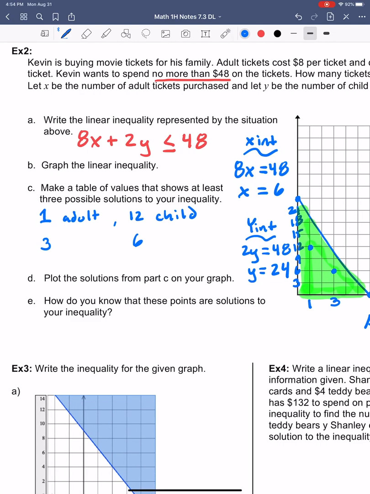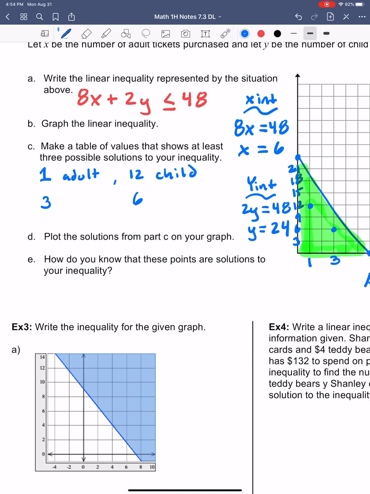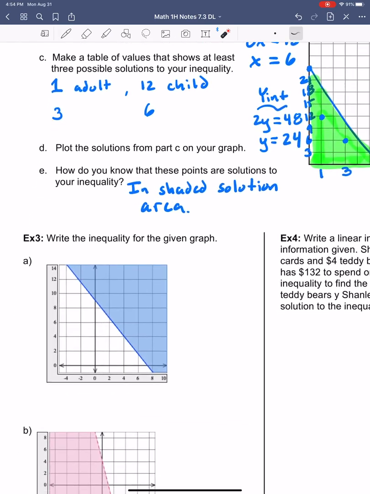Okay, it says plot those points. We just did that, right? I already did that. It says, how do you know that these points are solutions to your inequality? And we can say because it's in the shaded solution area. And of course, you could go back and test these. You could plug these in for X and for Y and make sure that you ended up with true statements there, but that would prove that they are solutions.